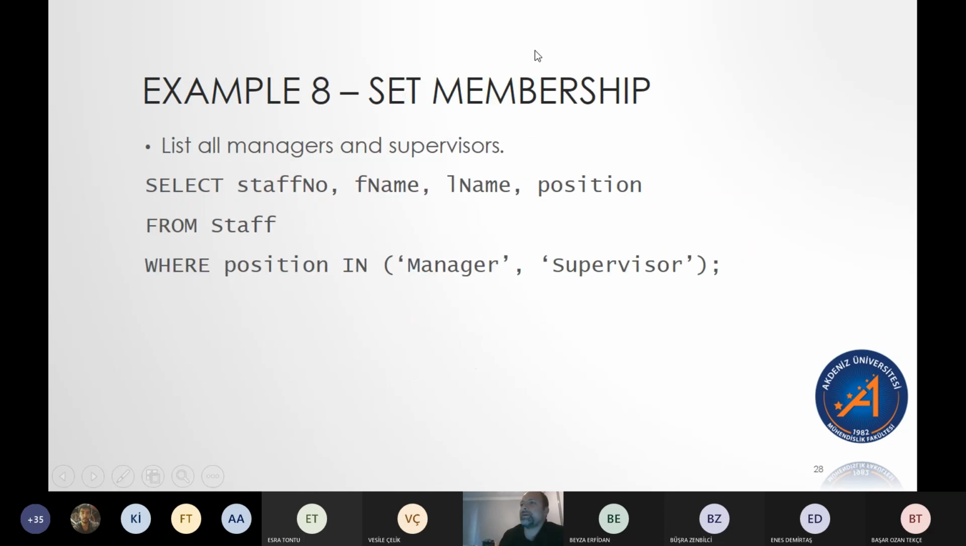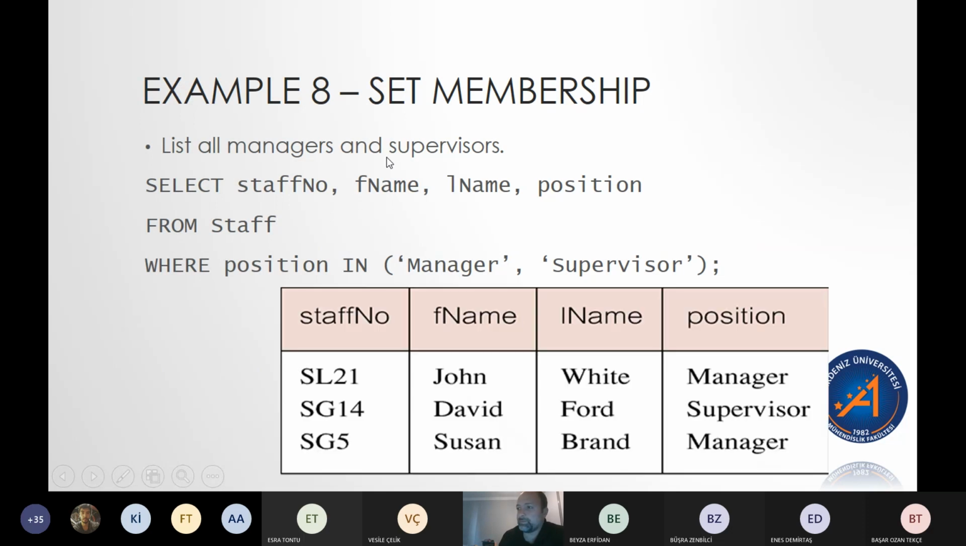Okay, we can get things that are in a set of values. So here we could say where position is in the set of manager and supervisor. Notice when we get the results of this query, all the position values are going to be one of those two, manager or supervisor.